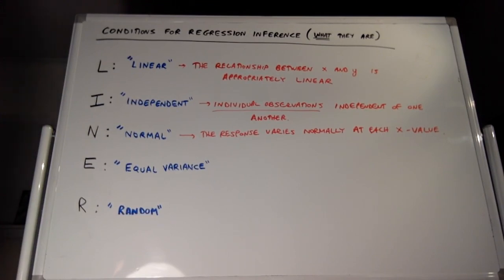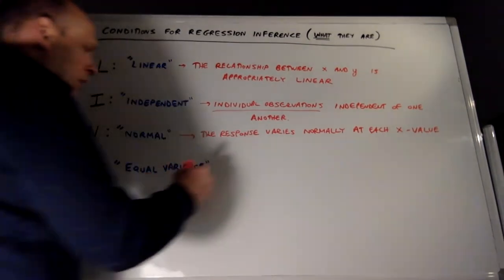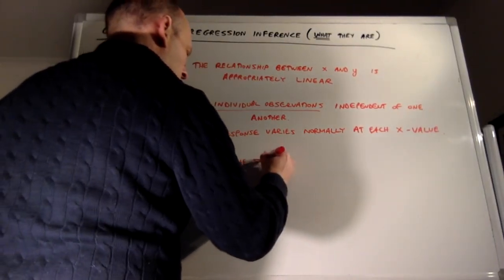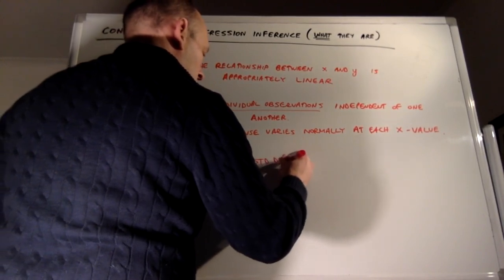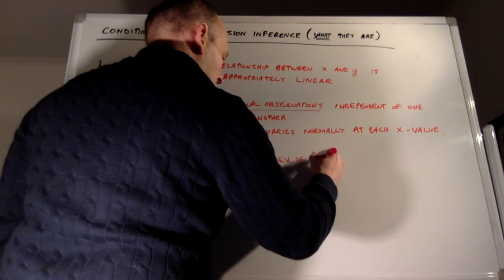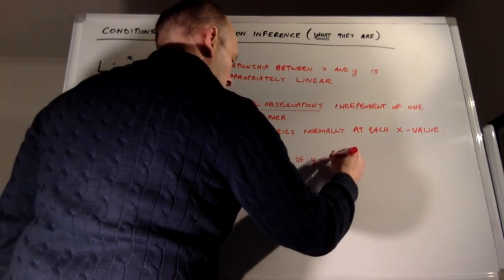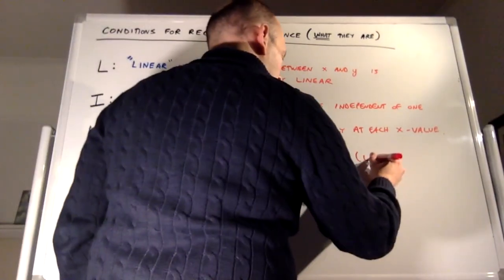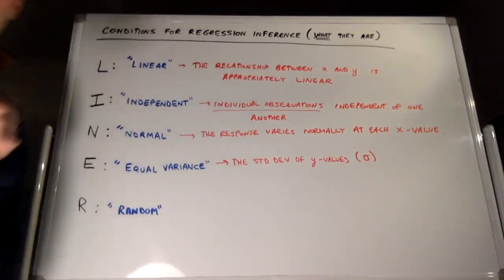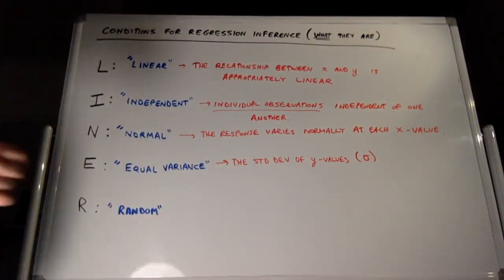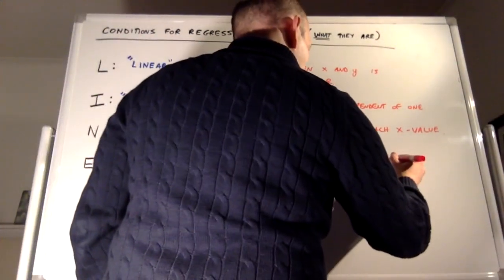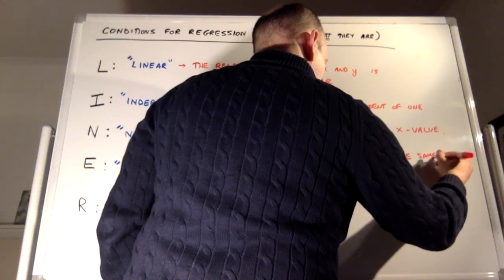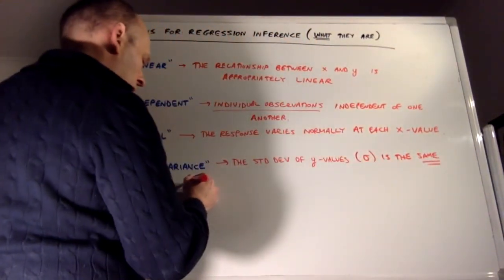Next up, we have equal variance. So the standard deviation of your y values, we'll call that sigma, right? So we saw that in the picture on the other side of the board, is actually the same at each x value. So I didn't mention this before when we looked at the picture.